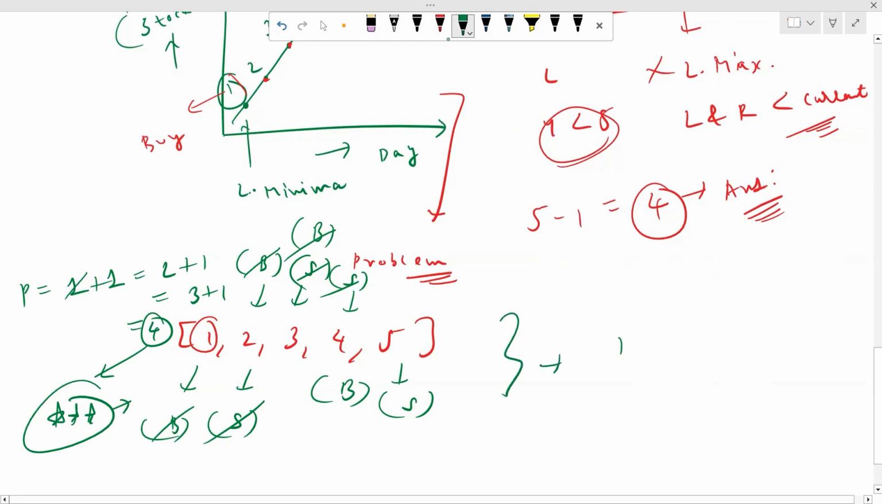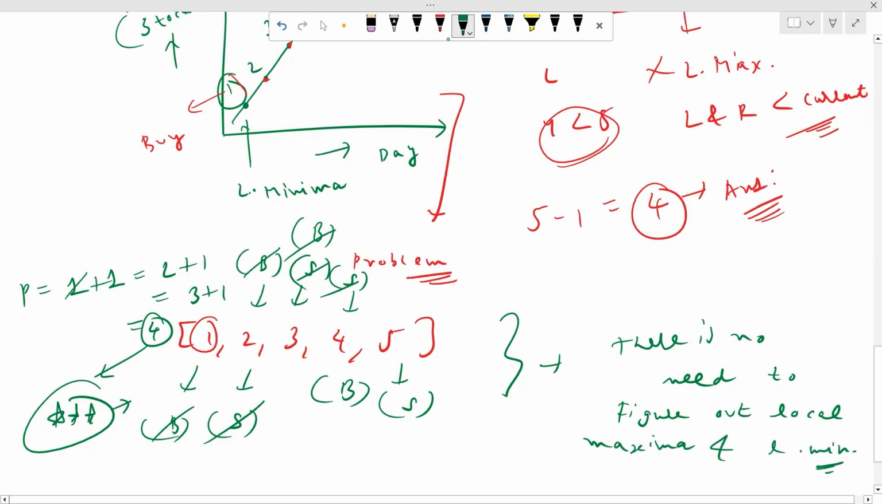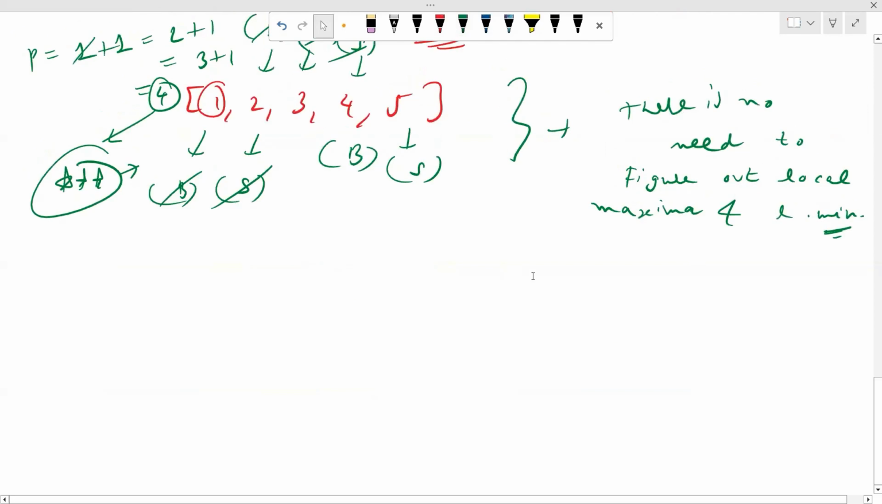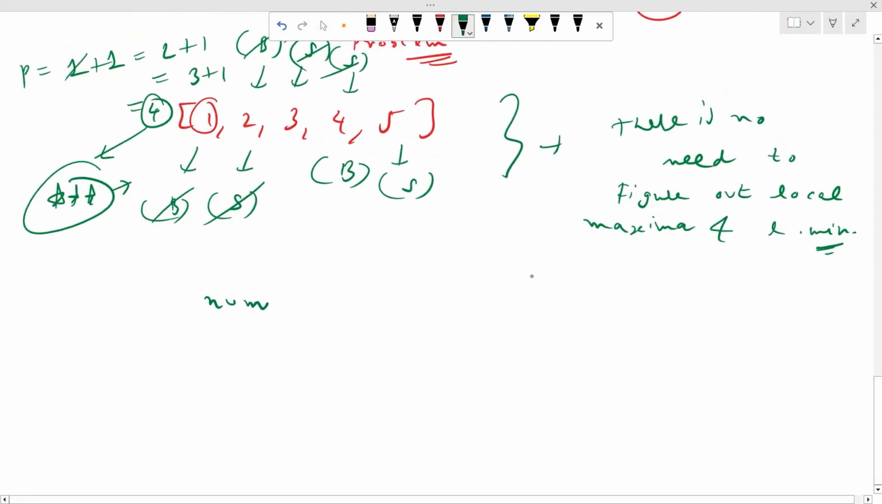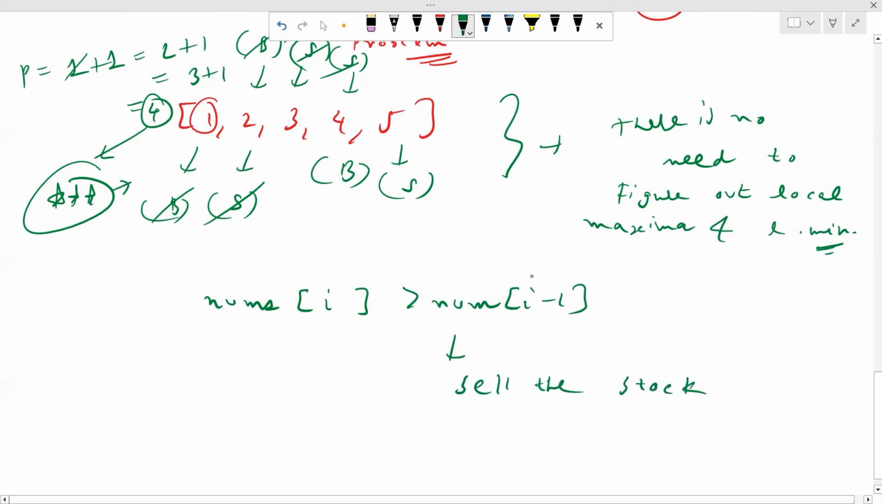So there is no need to figure out local maximum and local minimum. Let's say this is our nums array, right? We just need to check only one thing: when nums of i is greater than nums of i minus 1, then we can directly sell the stock, right? This is our main condition.